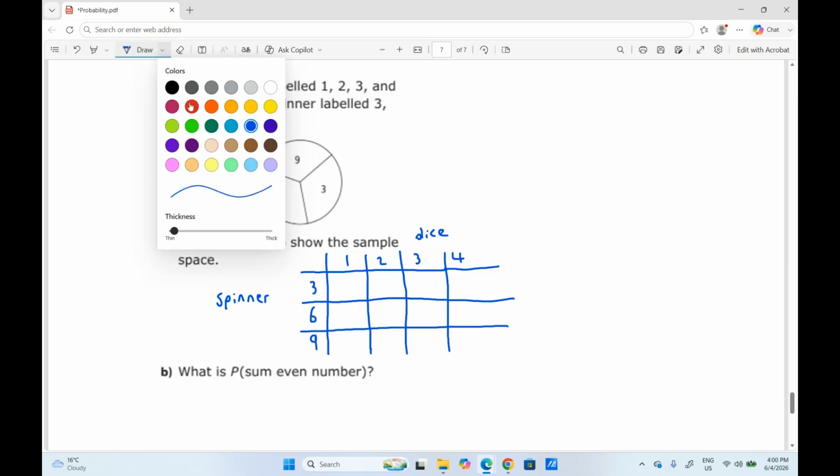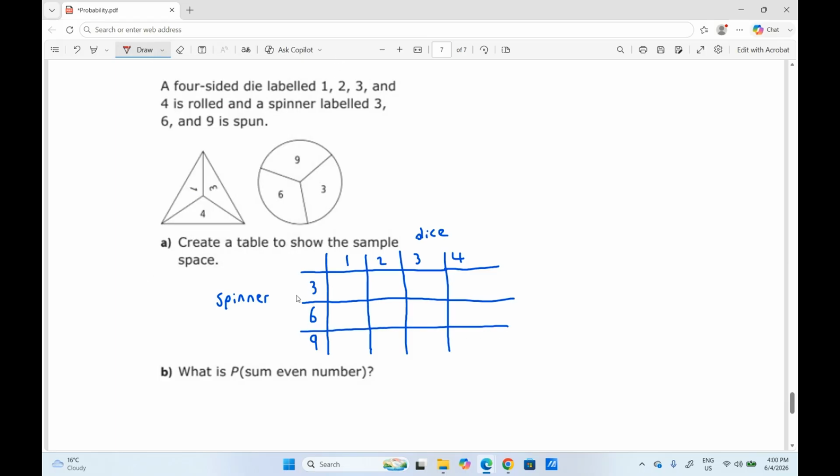Okay, now I'm just going to fill in that sample space. So if I spin the spinner, I can get 3. Then if I roll the dice, I could get 1. If I spin the spinner and I get a 3 again, I could roll the dice and get 2. If I get a 3 on the spinner and I roll the dice, I can get 3. And if I spin the spinner and then I roll the dice, I could also get 4.